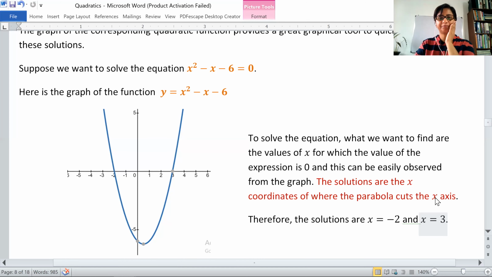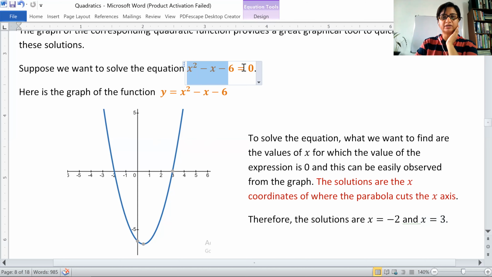Let me go back to the screen, the note. Let's see again, okay? So I was talking about this. I said, when we want to solve this equation, how can we think about solving that equation if we have the graph of the corresponding function? So here I have the graph of the function y equals x squared minus x minus 6.